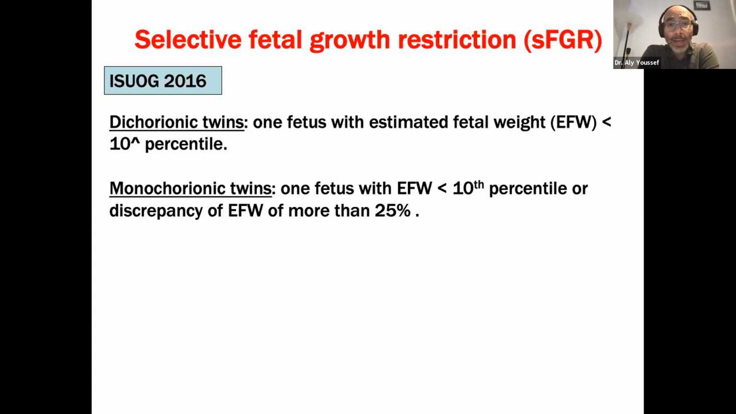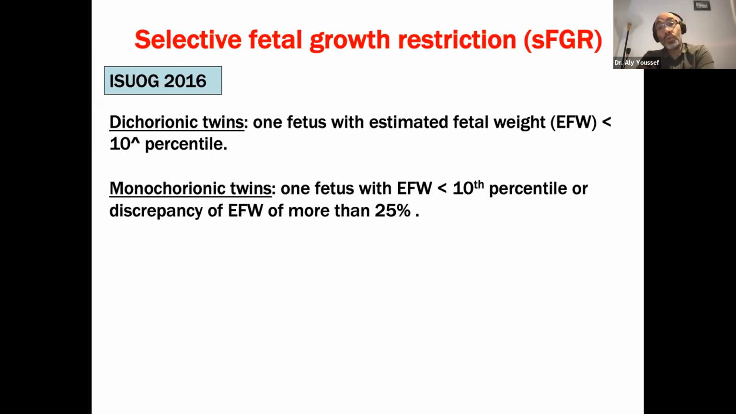Whereas the classical selective fetal growth restriction of the monochorionic twins is a combination of having a fetus with an estimated fetal weight less than the 10th percentile and a discrepancy of the estimated fetal weight of more than 25%.